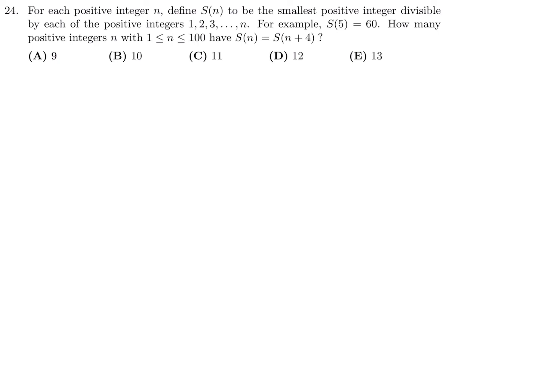For each positive integer n, define s at n to be the smallest positive integer divisible by each of the positive integers 1, 2, 3 until n. For example, s at 5 is 60. How many positive integers n with n between 1 and 100 inclusive have s at n equal to s at n plus 4? First, let's explain this s at n a little bit more carefully.